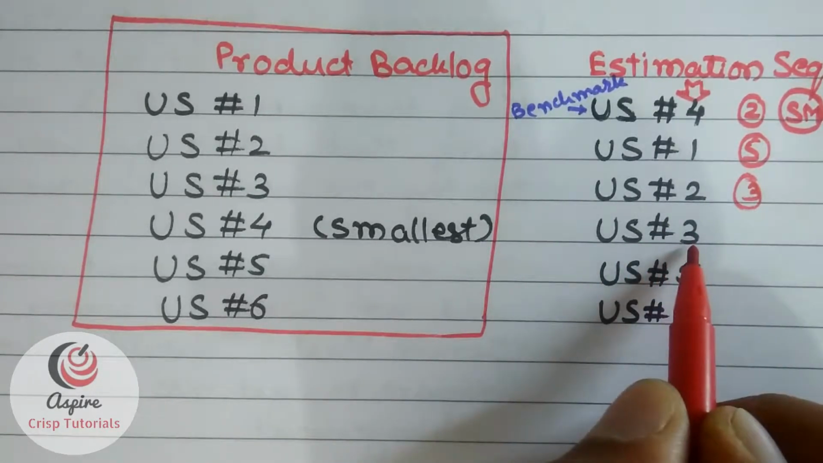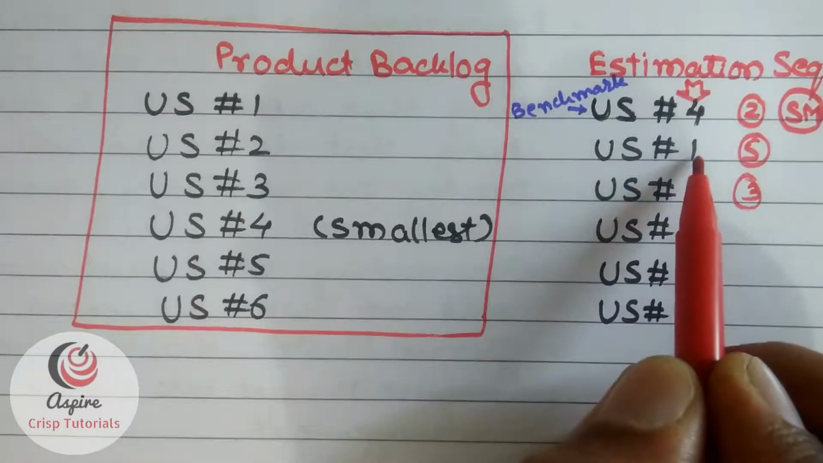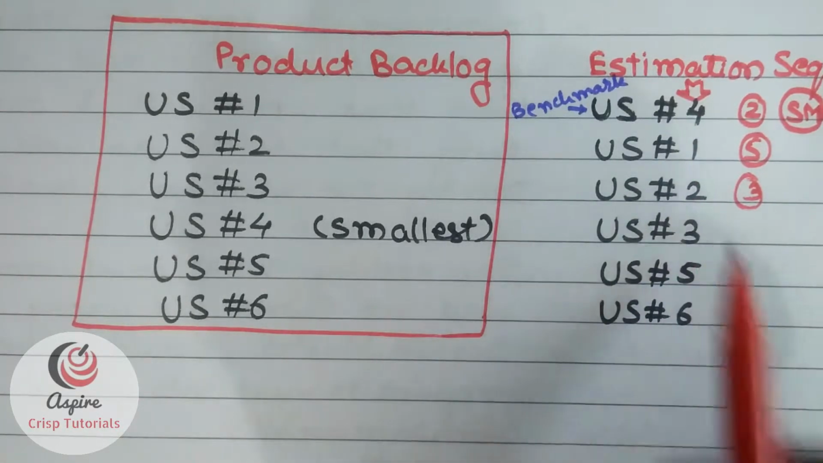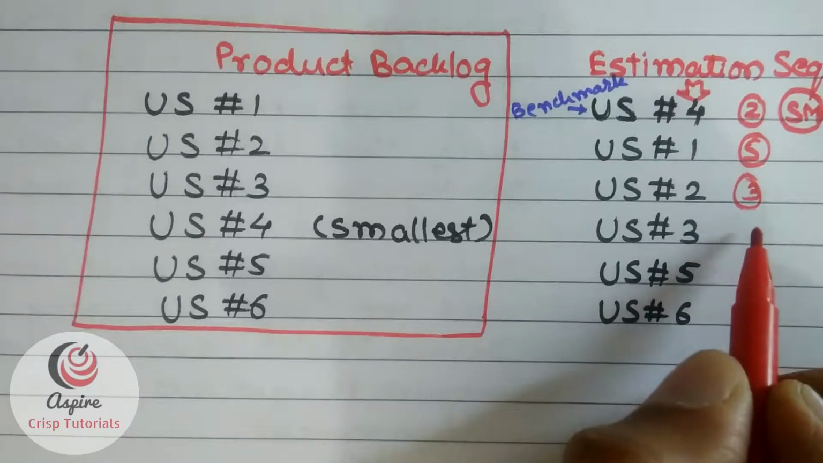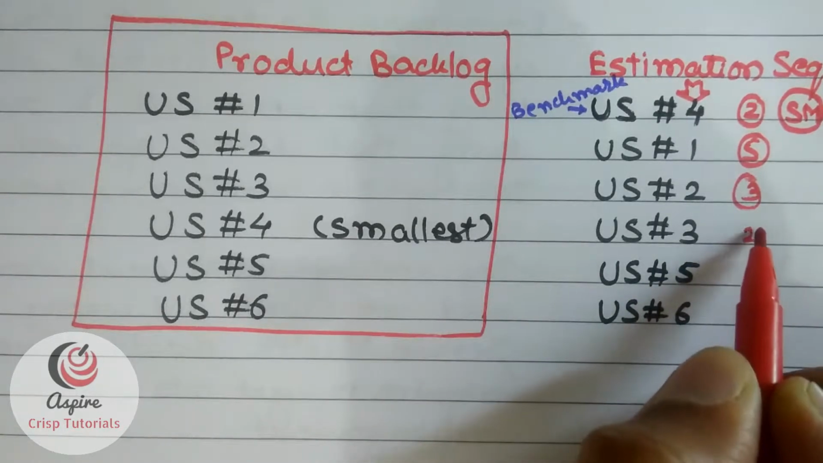Then user story 3 estimation, you have three benchmarks: 4, 1 and 2. So this time you might say, see, it is somewhat similar to user story 4. So okay, let me call it 2.